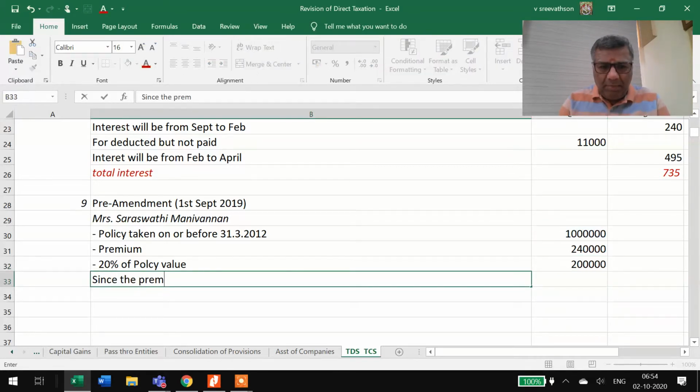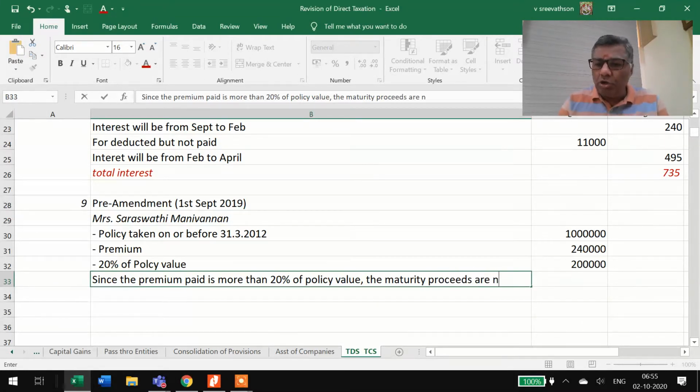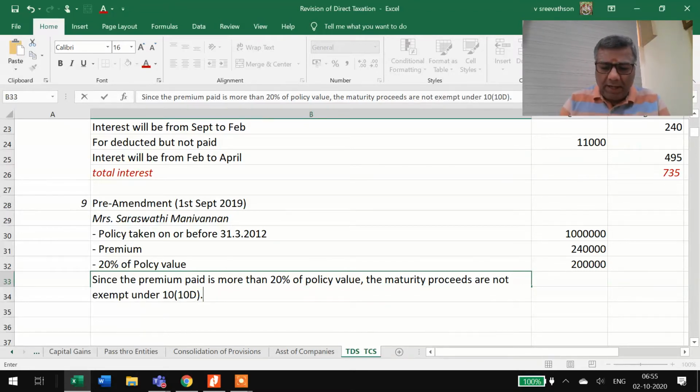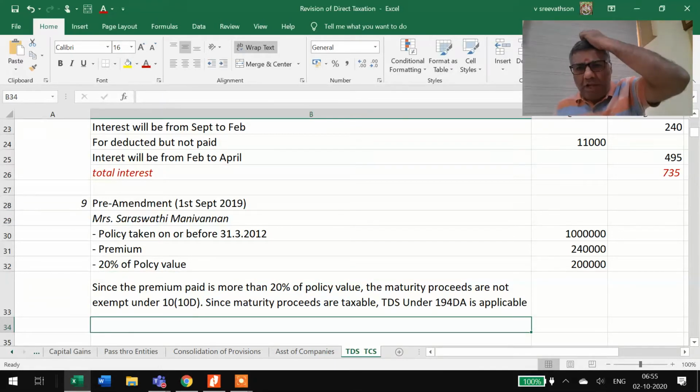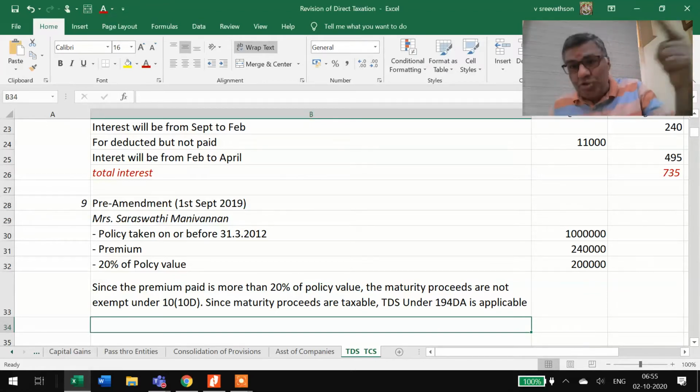Since the premium paid is more than 20% of policy value, the maturity proceeds are not exempt under section 10(10D). Since the maturity proceeds are taxable, TDS under 194DA is applicable. I take this opportunity to tell you one more thing. The amendment part I will tell you.